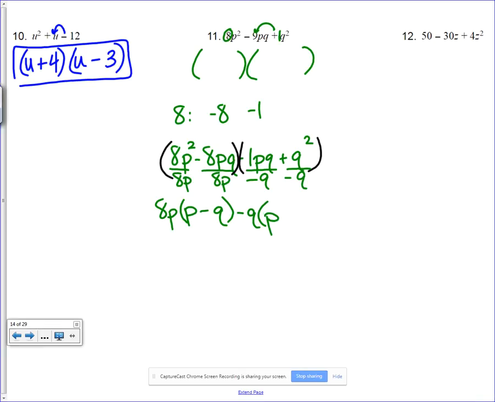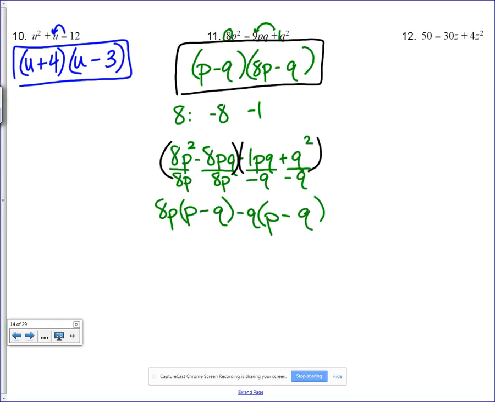Minus that Q. How are we doing with the dividing by a negative? Just fine? Okay, so the repeated factor is P minus Q. Left over is 8P minus Q. Folks, how would you check this to see if you're correct? You can't tell me plug it in because there's nothing to plug in. You would multiply it out and see if it actually equals what it's supposed to. Good? All right, let's do one more.